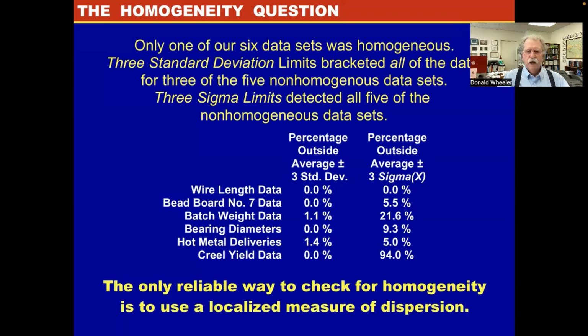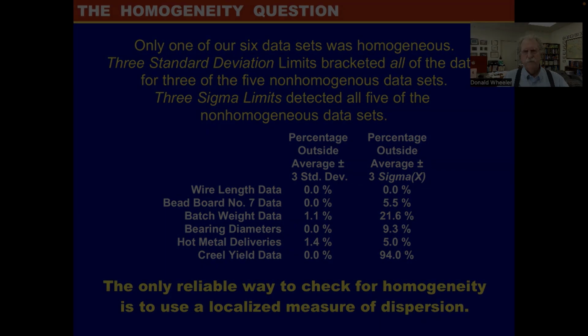The only reliable way to check for homogeneity is to use a localized measure of dispersion. Method 2. If it ain't method 2, it ain't right when it comes to filtering out the noise.